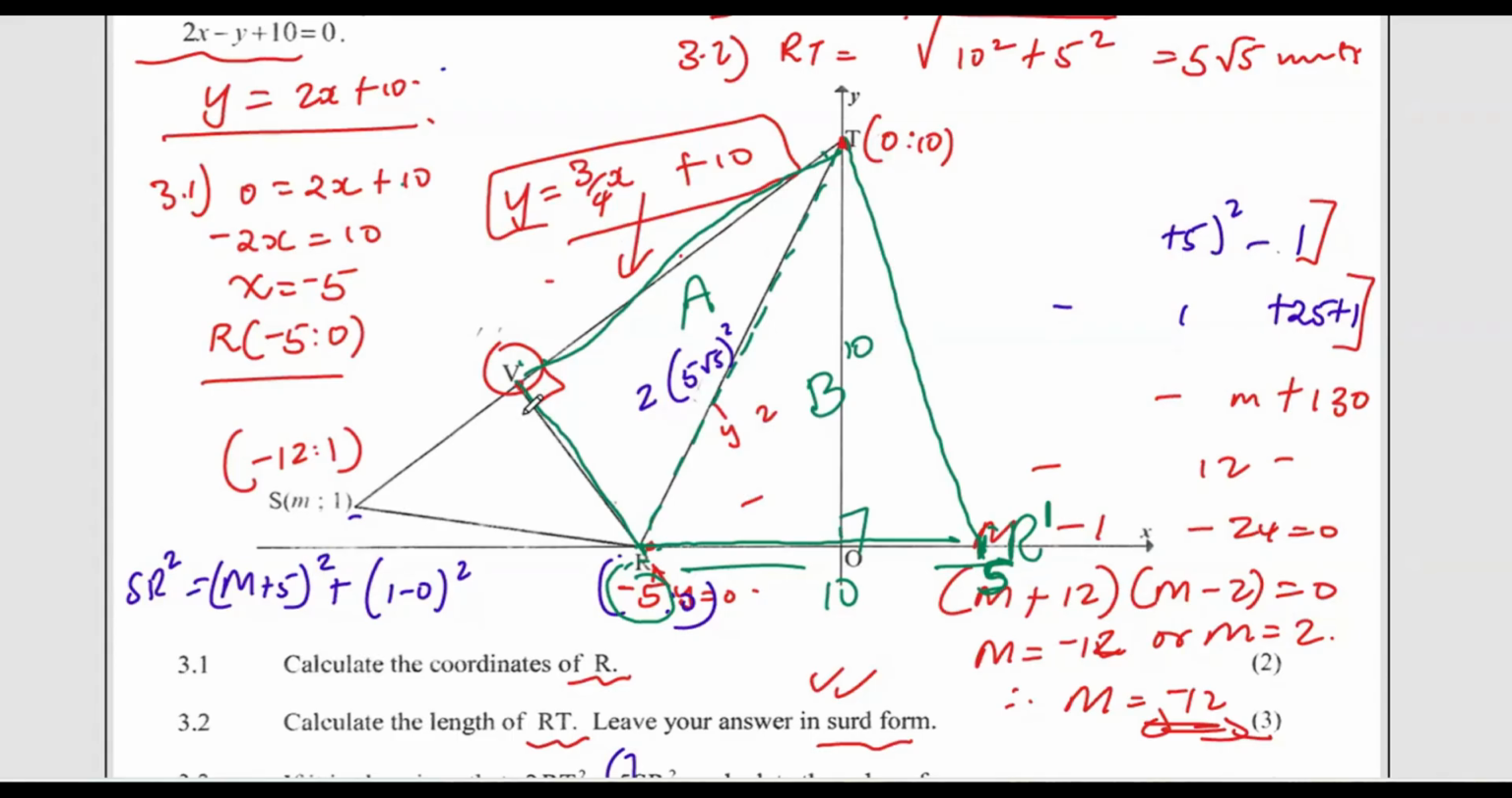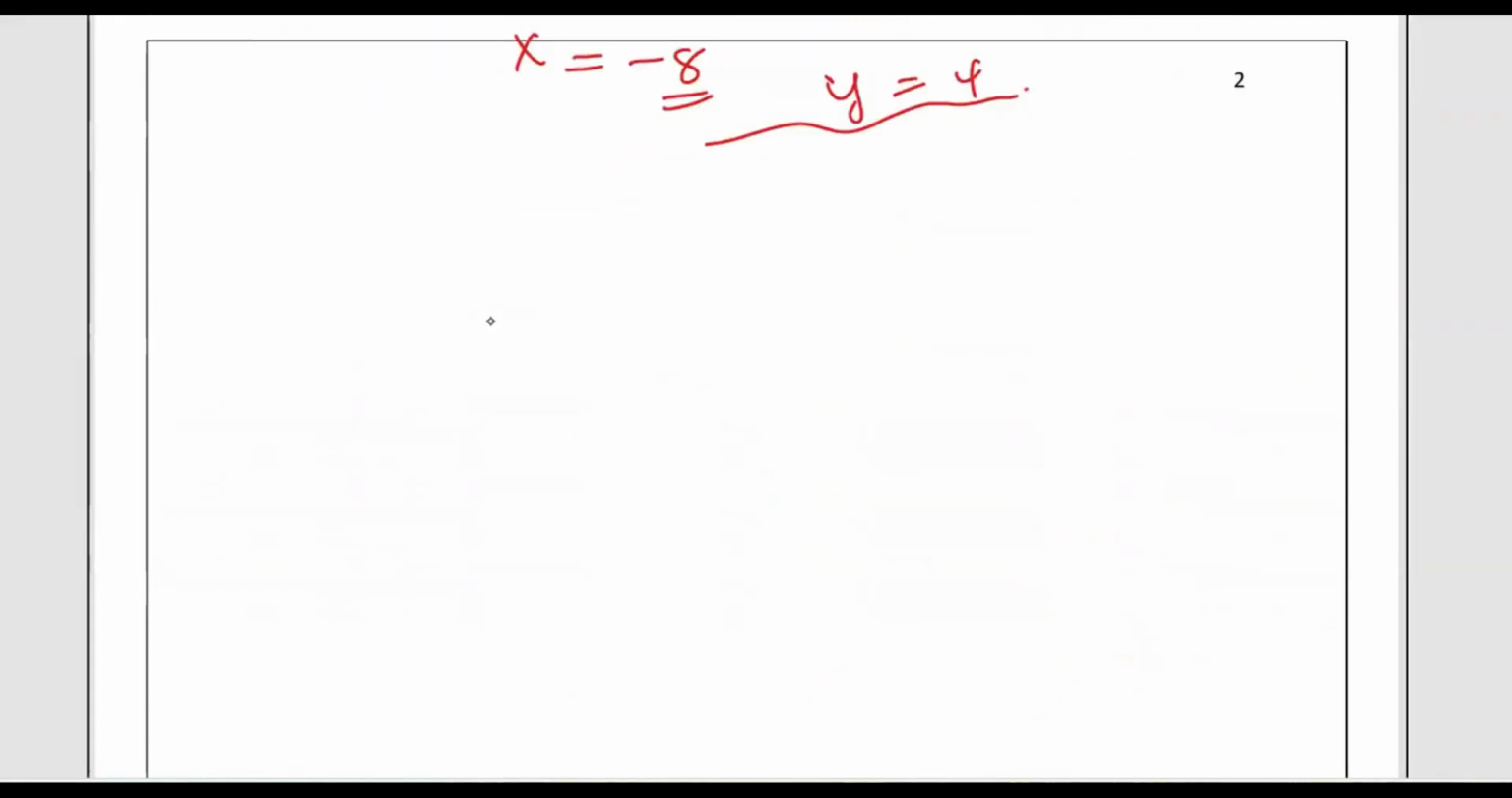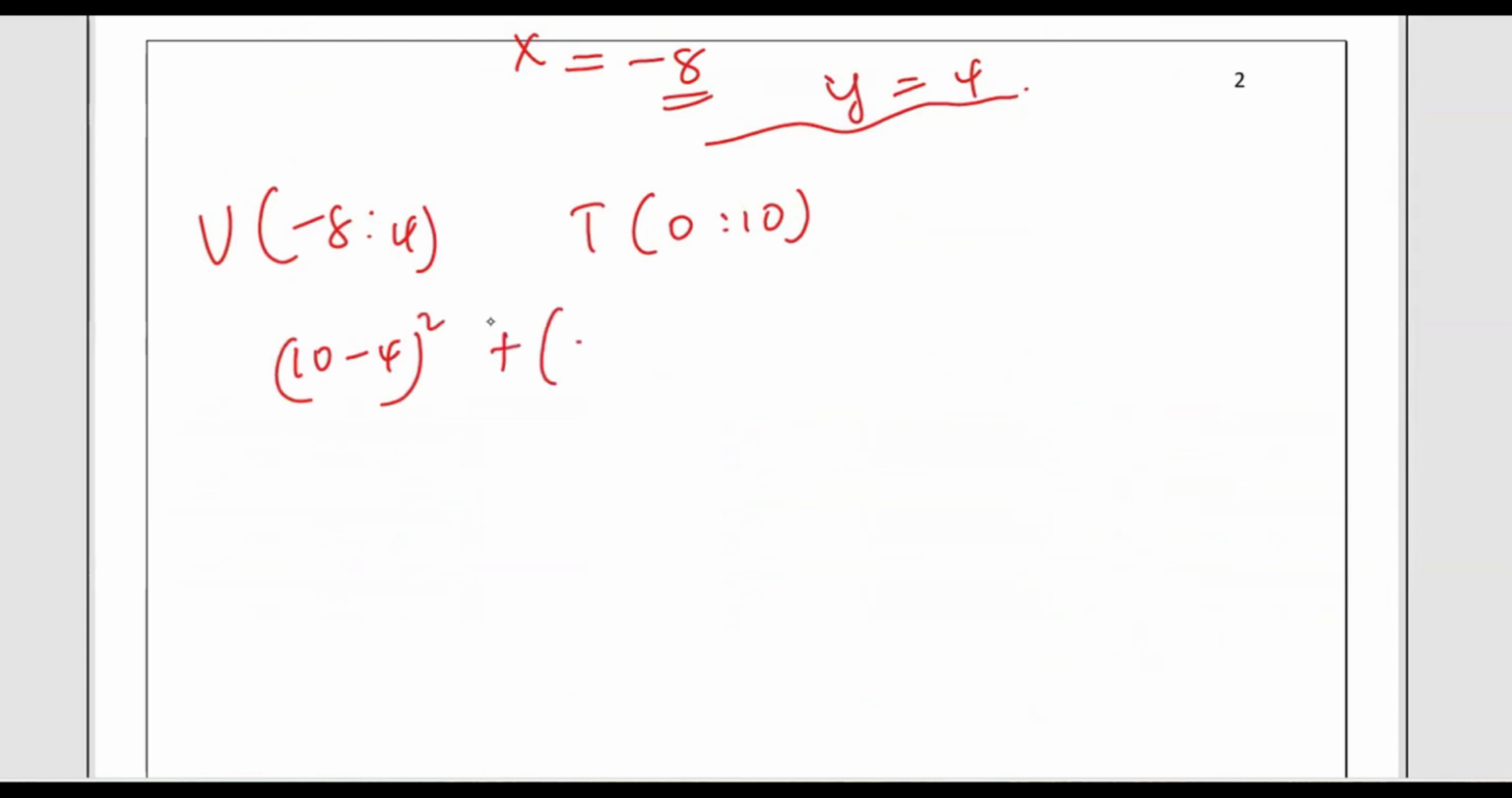If I do that, I'm good to go. All right, so let's get VT. Okay, so we said V is going to be -8 and 4. T is 0 and 10. Okay, so meaning that our VT, what is our VT? People with calculators, okay, is a 10 minus 4 squared. If we use the distance formula, 0 minus -8 squared under the square root. So 10 minus 4, that is a 6 and 8, meaning that this is 10 units.